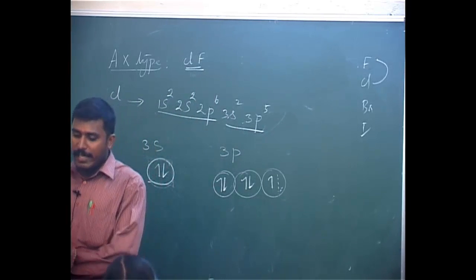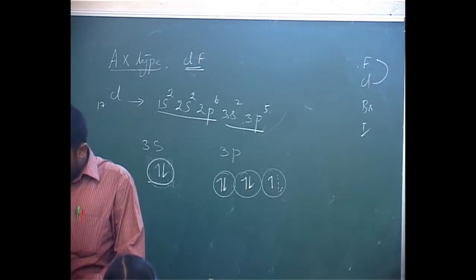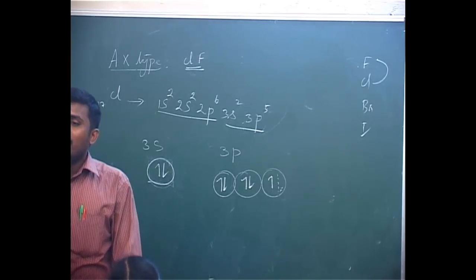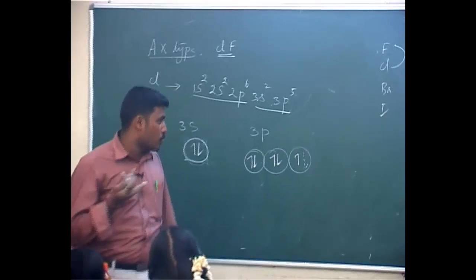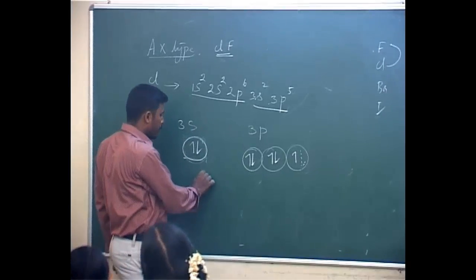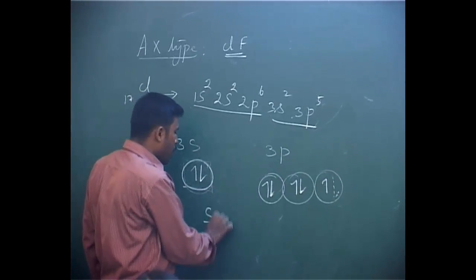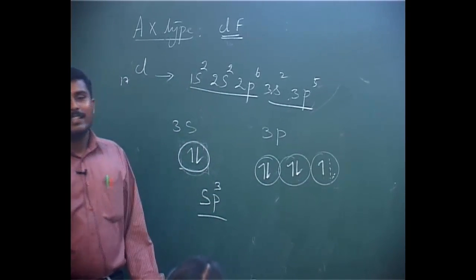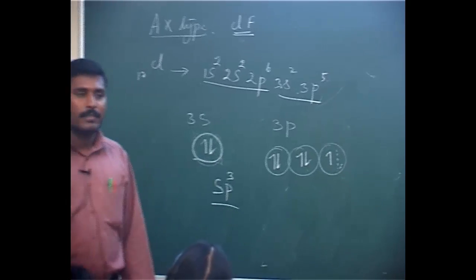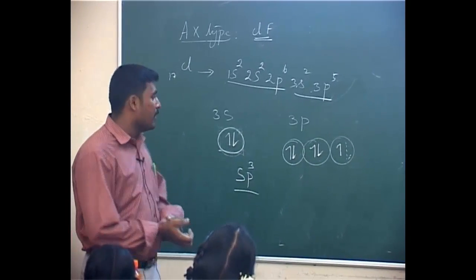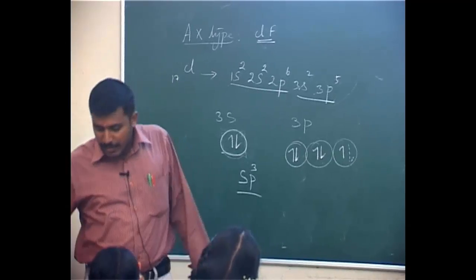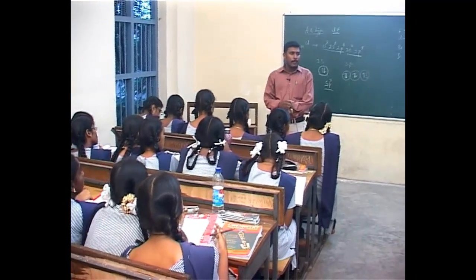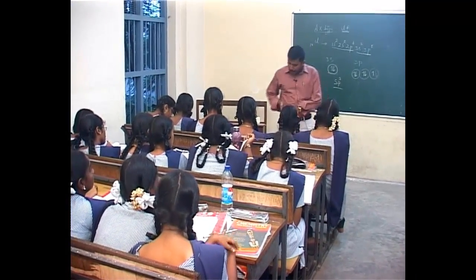Here, this is only AX type. Clear? Which hybridization is this? What orbitals did we use? S orbital, and p orbital. How many orbitals did we use? So which hybridization? sp3 hybridization. Clear? So AX is sp3 hybridization. Now we go to AX3 type.